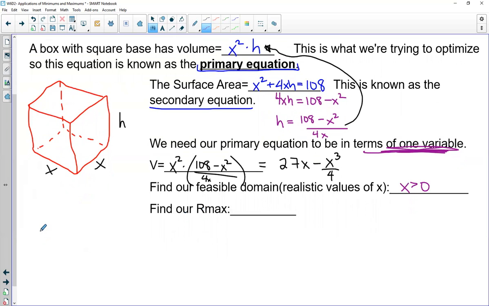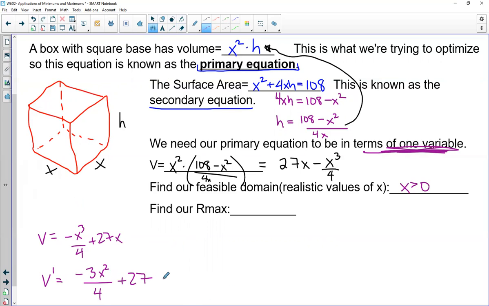I'm going to use the first derivative test. I've got my volume equal to negative x cubed over 4 plus 27x, just putting that in standard form. That's not the derivative yet, that's just my volume. Then I'm going to take my derivative, and my derivative function is going to be negative 3x squared over 4 plus 27.